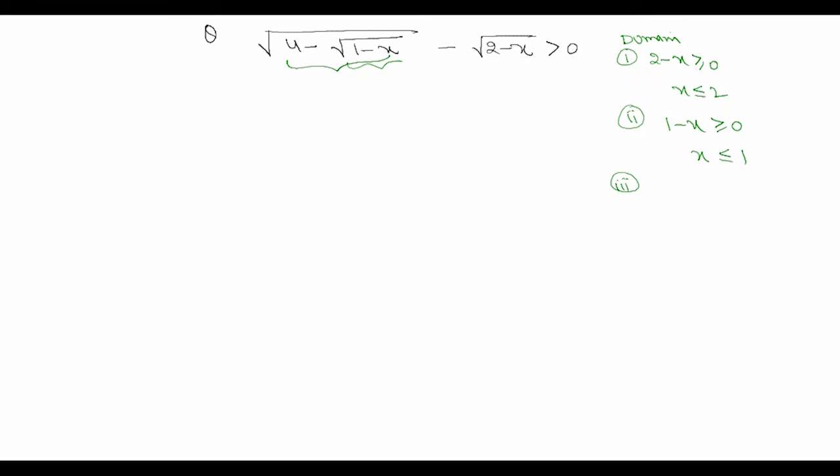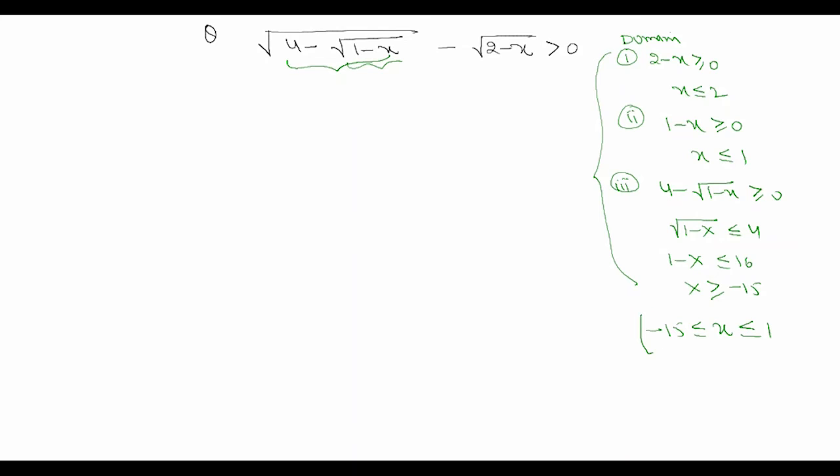And the third condition, I'll write it for the square root, which is 4 minus under root of 1 minus x. This should be greater than or equal to 0. So under root of 1 minus x should be less than or equal to 4. If I square it, I'll get 1 minus x is less than or equal to 16, so x is greater than or equal to minus 15. If I take all the three conditions together, I'll get x should be greater than or equal to minus 15, but less than or equal to 1. So the domain of this question is that the value of x should lie between minus 15 and 1.